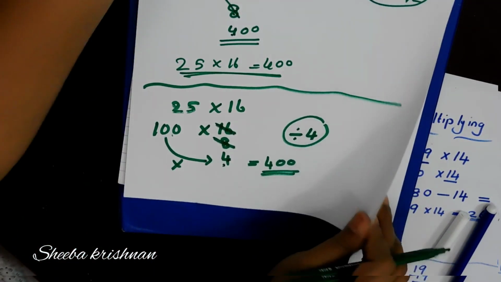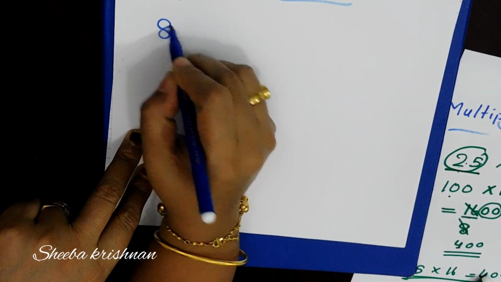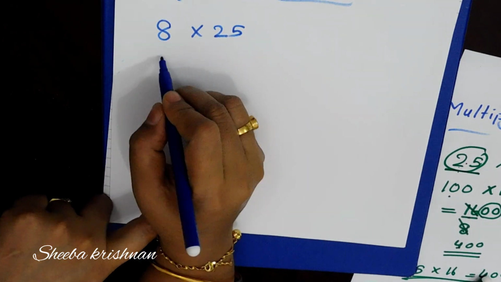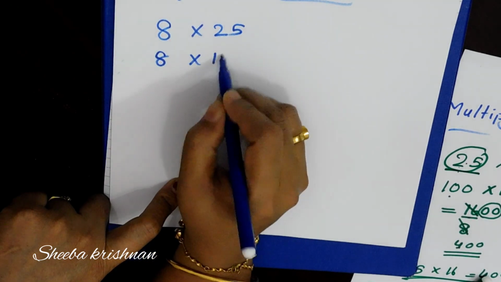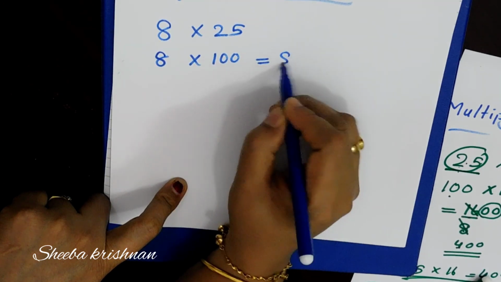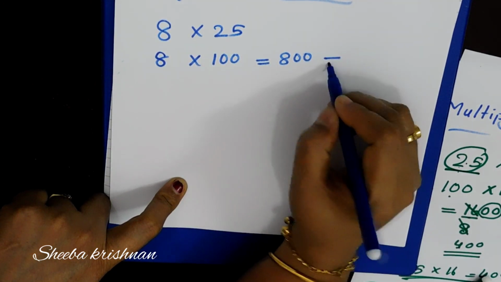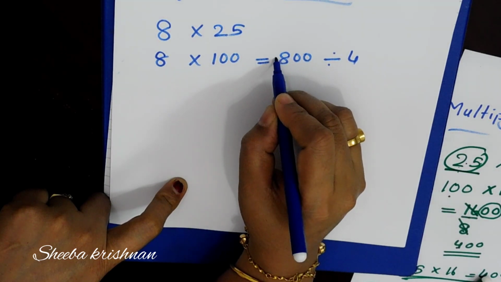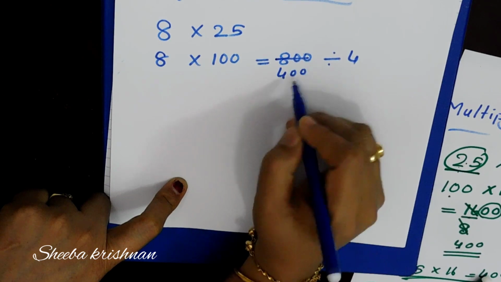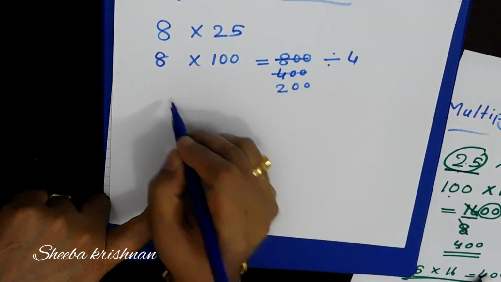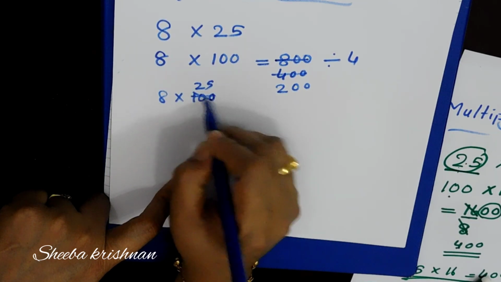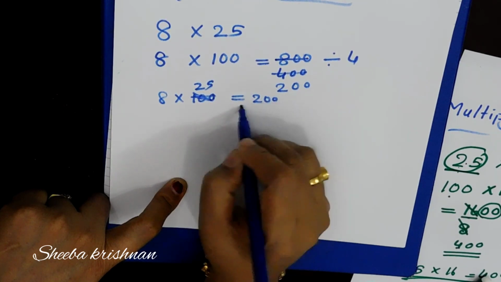Let us take another example. 8 times 25. What is 8 times 25? So we multiply 8 by 100 first. So it will be 800. Then we have to divide it by 4. So dividing by 4 means we will find the half 2 times. Half of 800 is 400. Half of 400 is 200. So 8 multiplied by 25 is 200.